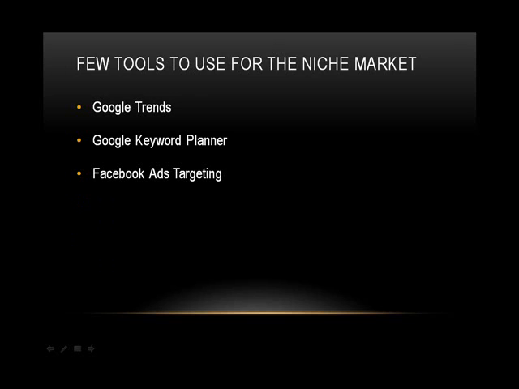So here are a few tools that you can use to look at your niche market and understand their interest, right? One of those tools is called Google Trends, and what Google Trends does is show the interest of people over time regarding one keyword. If you search Google for Google Trends, you get a link, and you can compare different words.